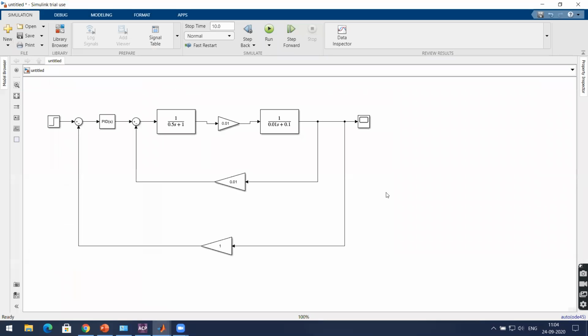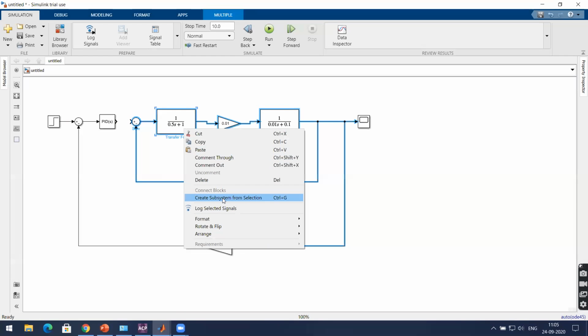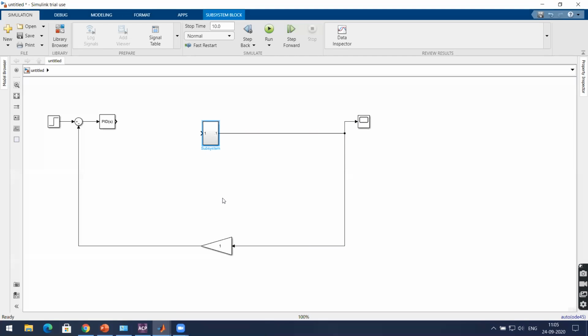And then what else can be done is, suppose I select this particular thing and say create subsystem. Now what it has done is it has created a subsystem. So what is this subsystem? So this is nothing but the transfer function, sir. This is nothing but your DC motor.